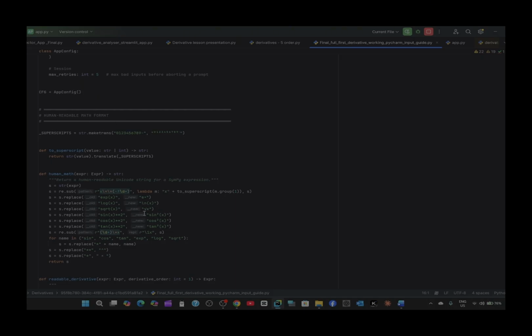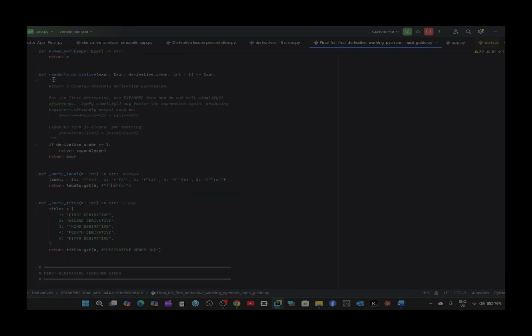When you've got something like x squared, so that you can read it, we convert this one here. This function is called human readable math format, to convert it in the program. When you put it in Python, the F, we can convert it. Readable derivative, you do the derivative. Then there is how to explain when you bring out the title: first, second, third, fourth, fifth.